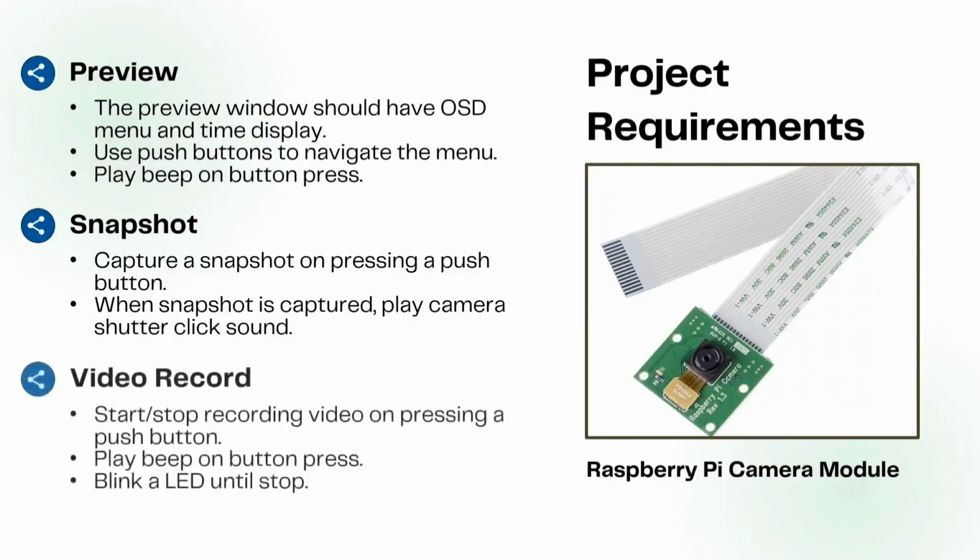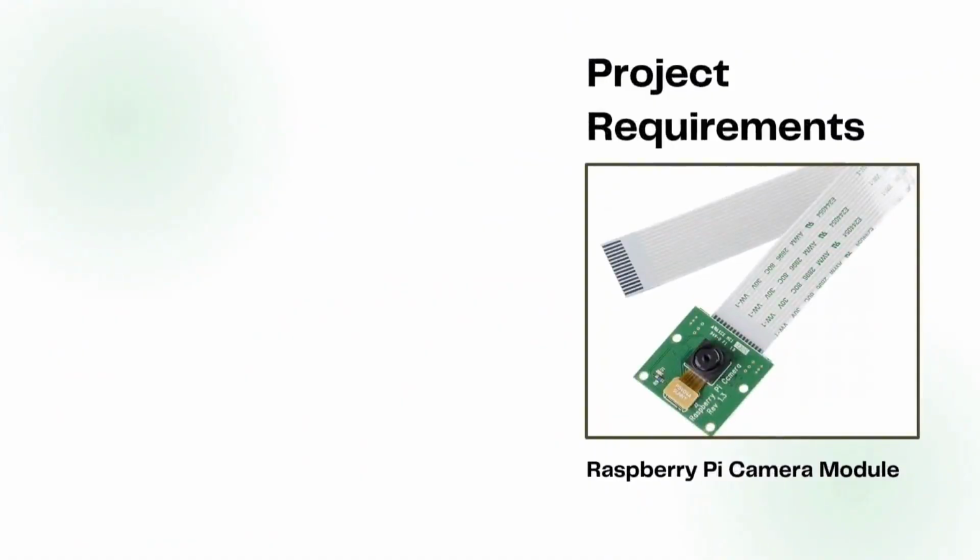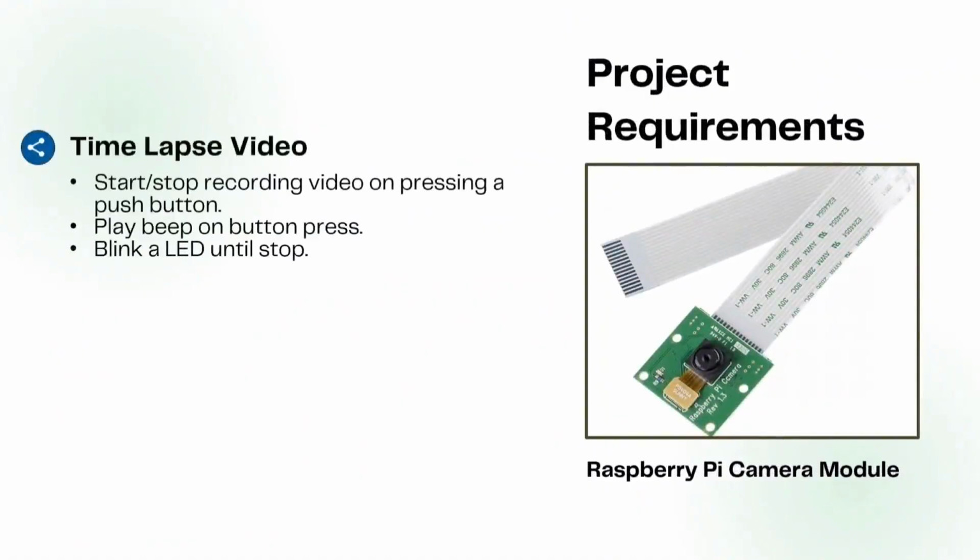Start or stop recording videos on pressing a push button. Also play beep sound on button press. Blink a LED until the recording stops. Similarly, start or stop time-lapse video recording on pressing a push button. Play beep sound on button press. Also blink a LED until the recording stops.